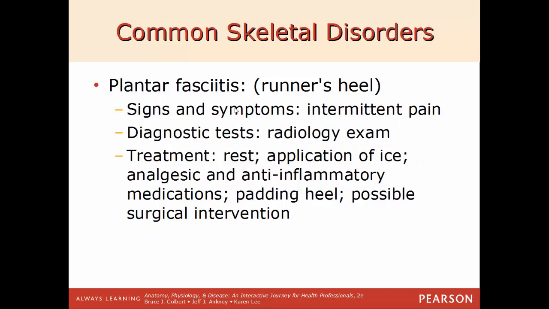Signs: intermittent pain on the bottom of the foot. Diagnostic testing: radiology exam. Treatments: application of ice, rest, pain relievers, padding the heel in your shoes, and if needed, surgical intervention.